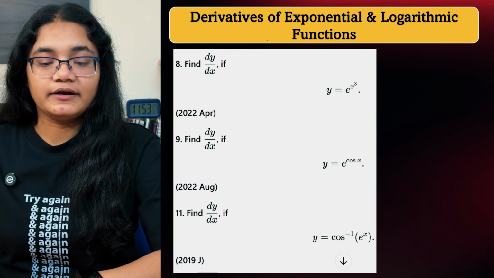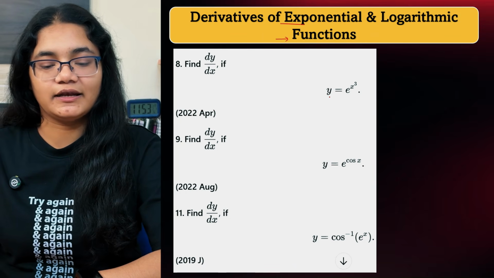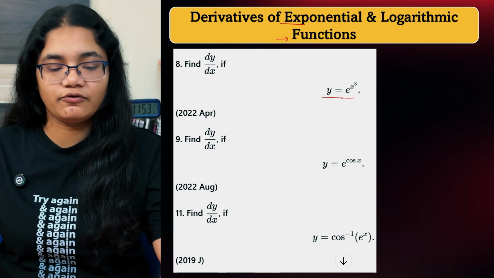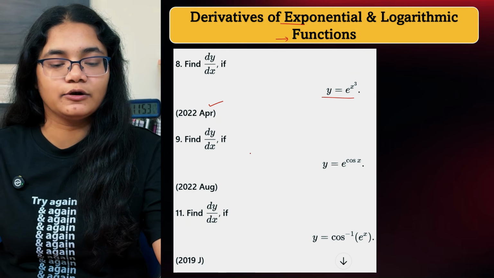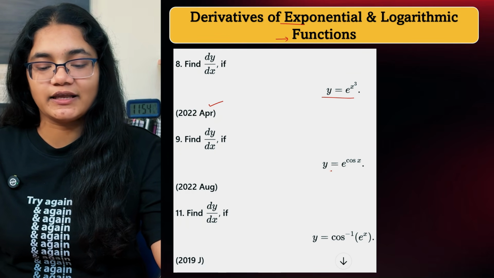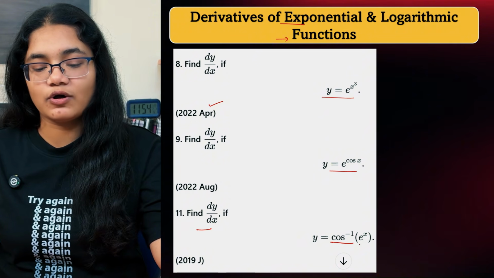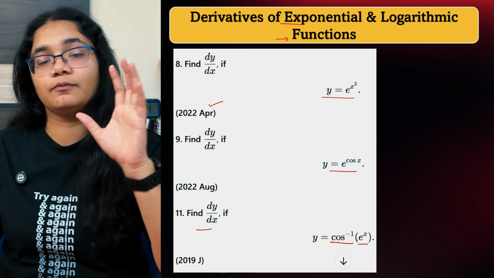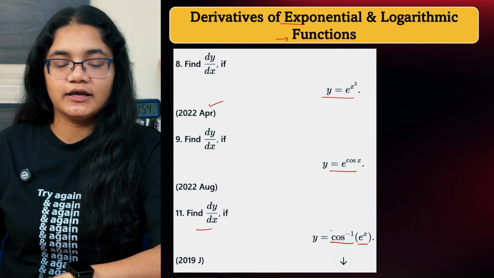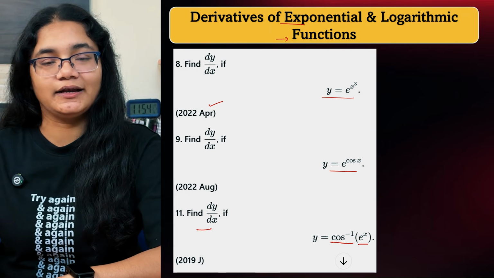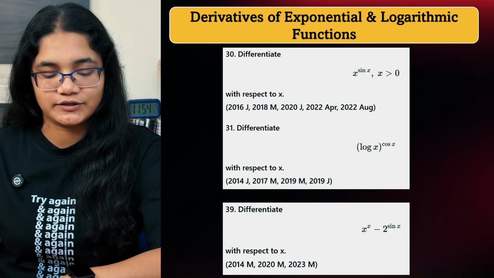Now we'll talk about derivatives of exponential and logarithmic functions. Find dy/dx if y = e^(x³). This is a 2022 April question. Find dy/dx if y = e^(cos x). Find dy/dx if y = cos⁻¹(e^x). Here trigonometric functions and exponential identities, everything you have to use to solve the question.